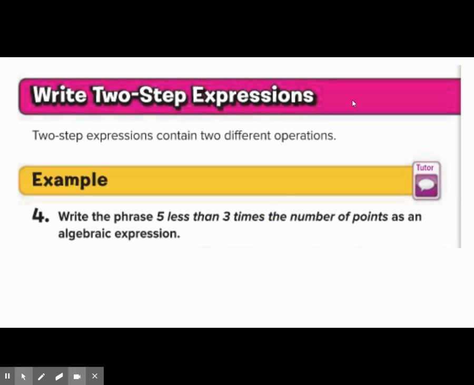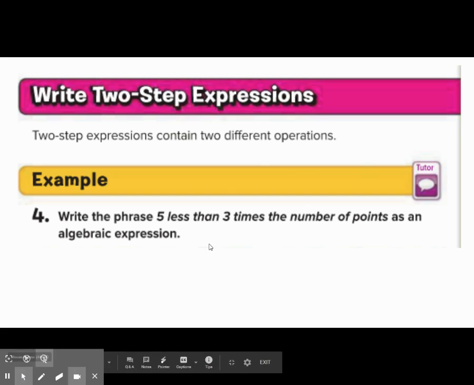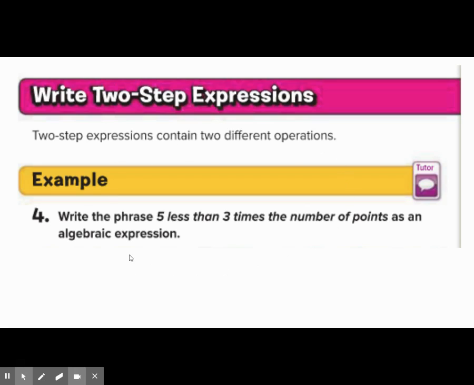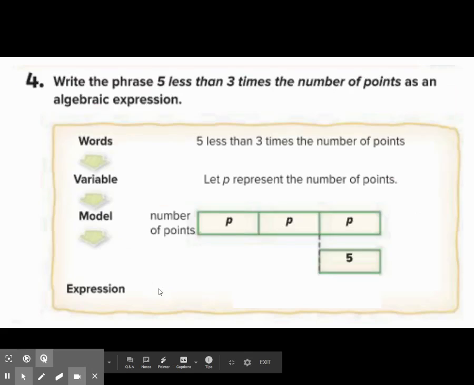All right, as we move on, we're going to be moving on to multi-step and multi-variable equations. So we're going to look here at example 4 together. It says, write the phrase 5 less than 3 times the number of points that, let's say, a team scores. So again, the first thing we need to do, we need to go through that 2-step process that we just looked at. We need to define a variable, and then we need to write our expression. So first thing we need to do is define a variable.